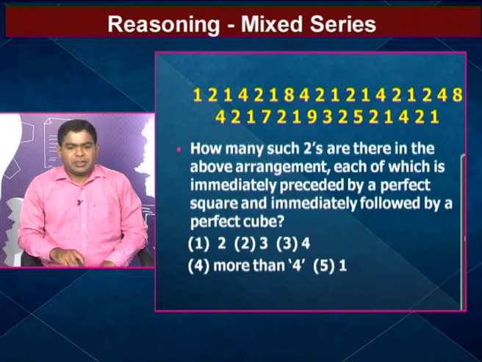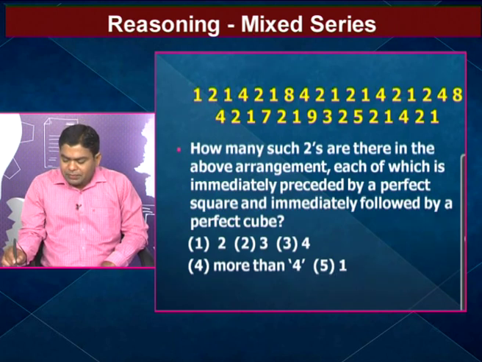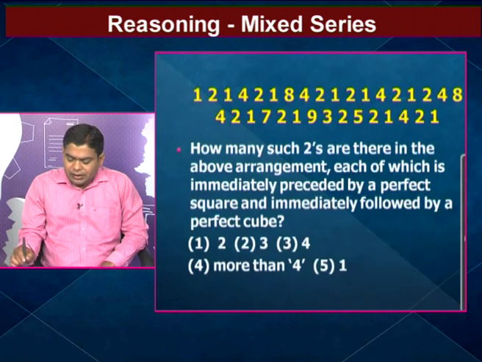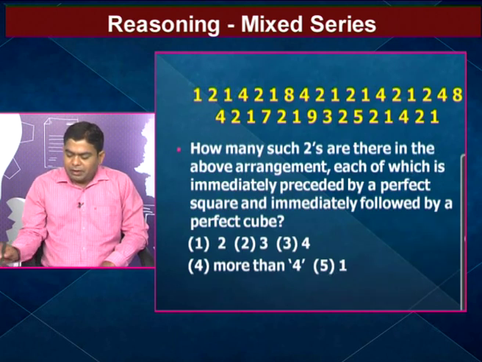Here in the question: how many such 2s are there in the above arrangement, each of which is immediately preceded by a perfect square and immediately followed by a perfect cube? That means the question is asking for 2. First of all we take the 2. Preceded means the left side, before. It must be preceded by a perfect square.